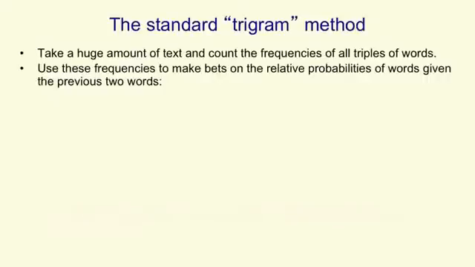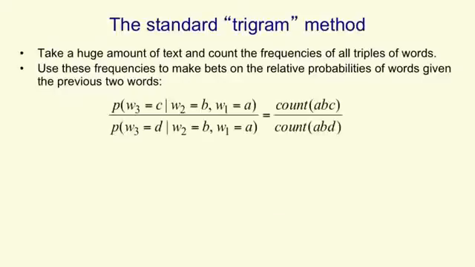You take a huge amount of text and you count the frequencies of all triples of words. Then you use these frequencies to make bets on the relative probabilities of the next word given the previous two words. So if we've heard the words A and B, we can look at the counts that we have in our huge body of text for the sequence ABC and the sequence ABD. We can say that the relative probability that the third word will be C versus the third word will be D is given by the ratio of the two counts, ABC and ABD. Until very recently, this was the state-of-the-art method for getting the probability of the next word to help out the speech recognizer.